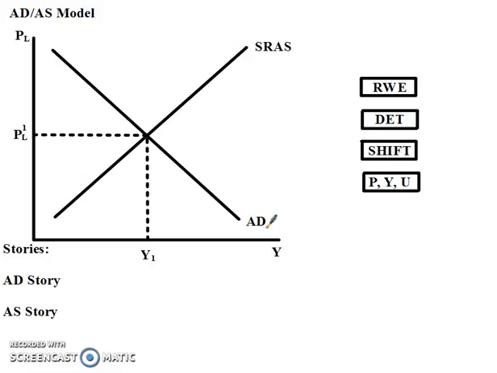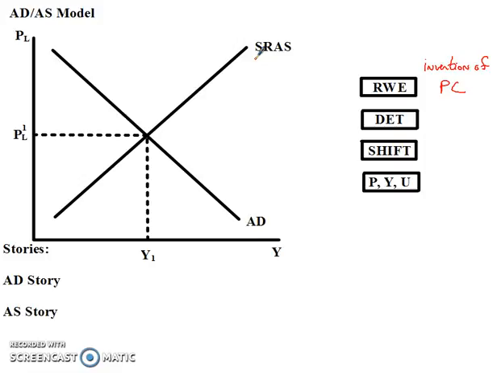In this example, my real-world event is going to be the invention of the personal computer, the PC. So with the invention of the personal computer, we have to ask ourselves, is this real-world event going to change the aggregate demand curve, or is it going to change the short-run aggregate supply curve?